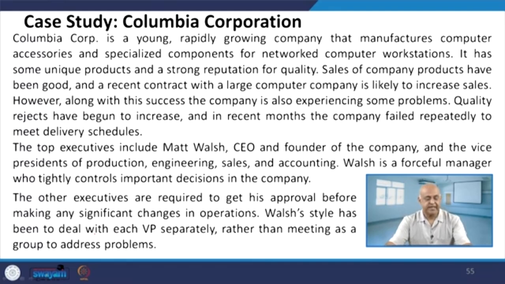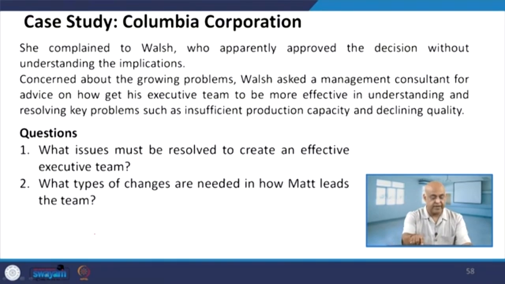As usual, this is the case study: a growing company manufacturer, the Columbia Corporation. In this case study, you will find these questions: what issues must be resolved to create an effective executive team, and what types of changes are needed in how the team is led?